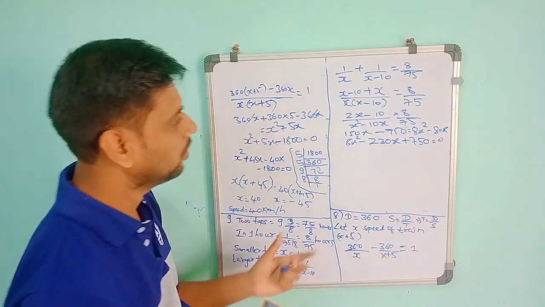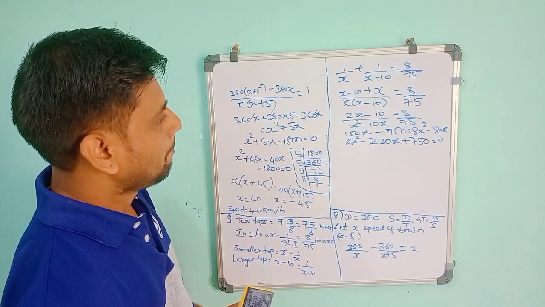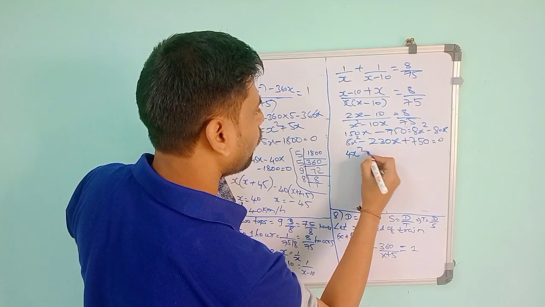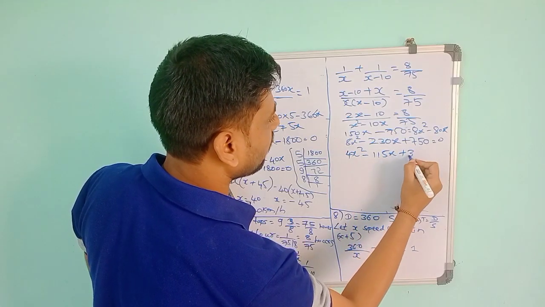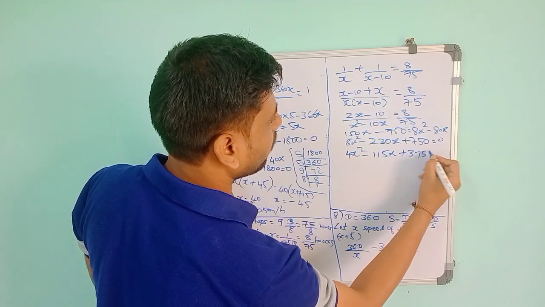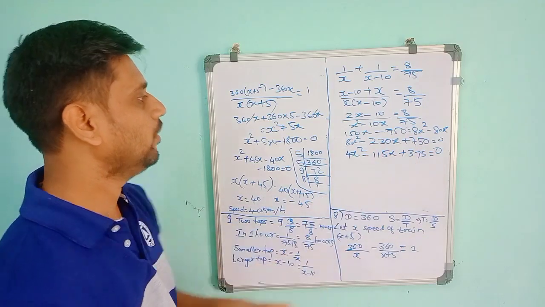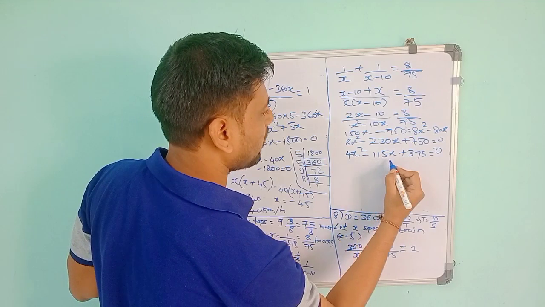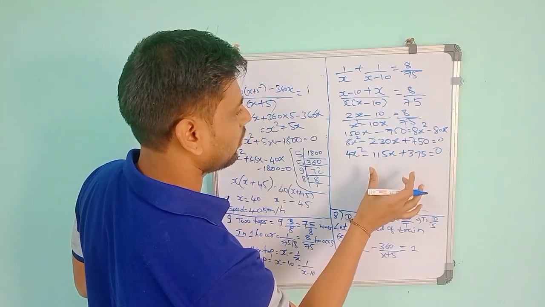Then if you take 2 common and divide by 2, we get 4x square minus 115x plus 375 is equal to 0. I divided the whole by 2 because all are even numbers. So the remaining is 4x square minus 115x plus 375 is equal to 0. Then we cannot use the simple division rule.